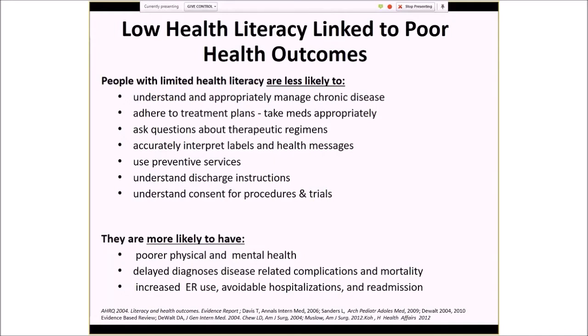To accurately interpret labels and health messages, use preventive services. At our medical school, a lot of times women never get prenatal care, or they don't get mammograms, and so their breast cancer is very advanced when they come in. Understand discharge instructions, or understand consent for procedures and trials. They are more likely to have poor health and poor mental health, delayed diagnosis, more complications, more mortality, increased ED use, avoidable hospitalization, and avoidable readmissions.